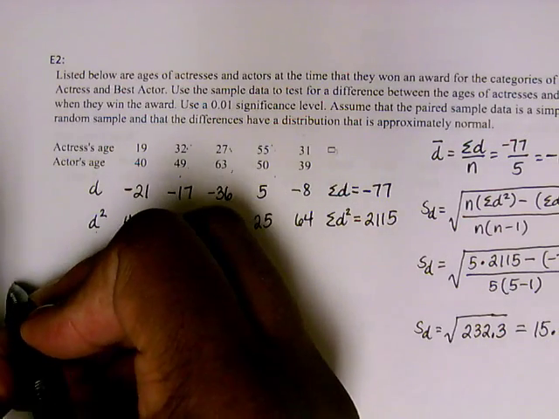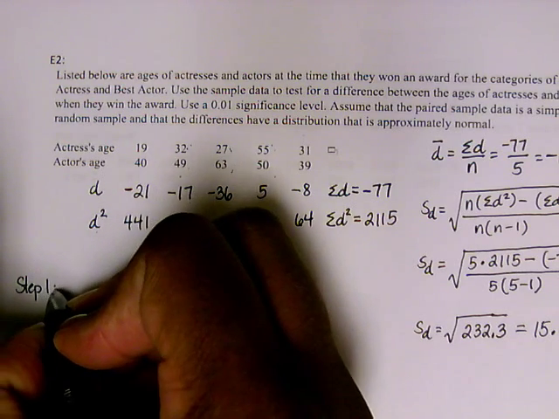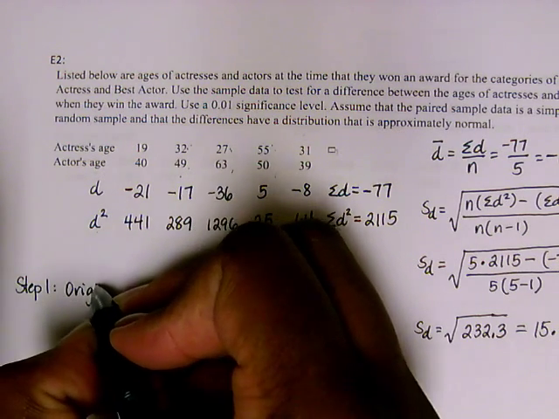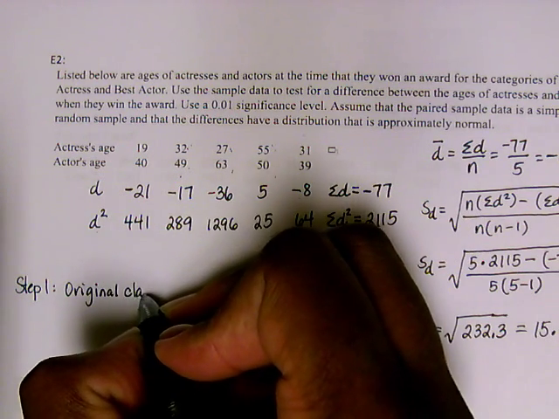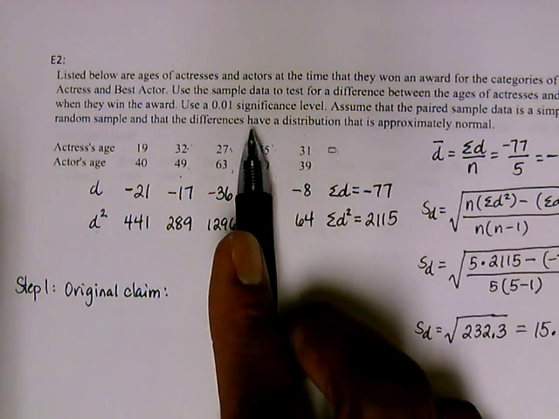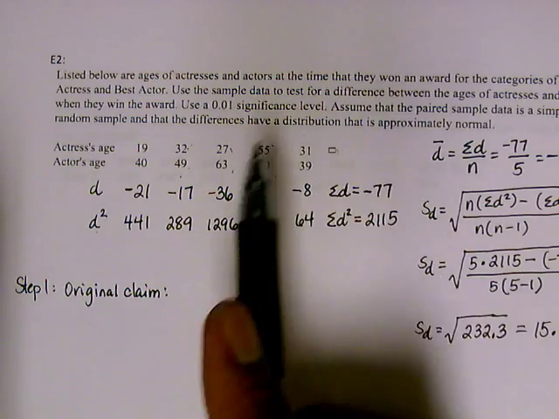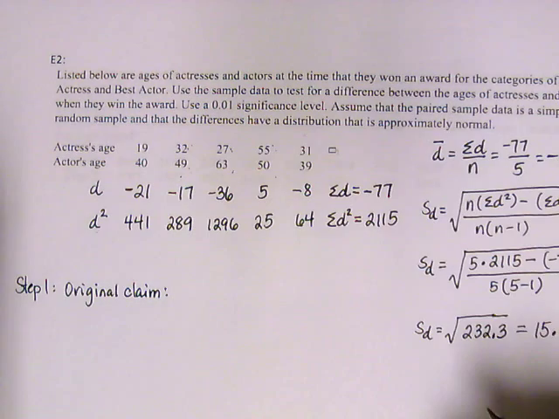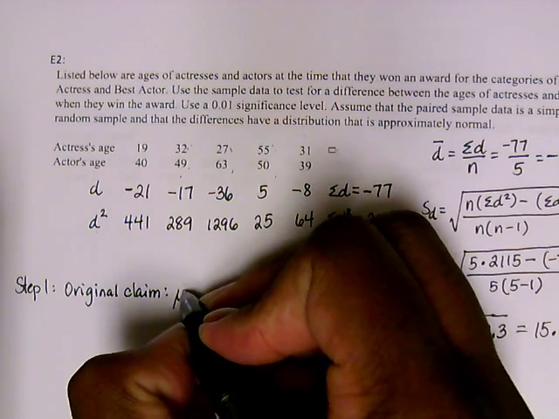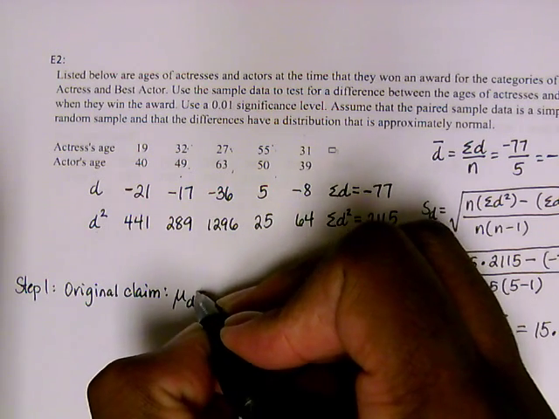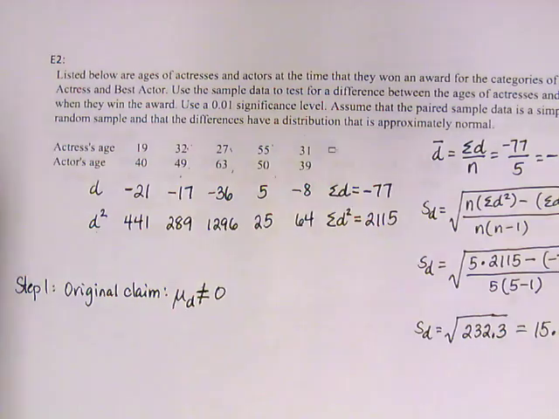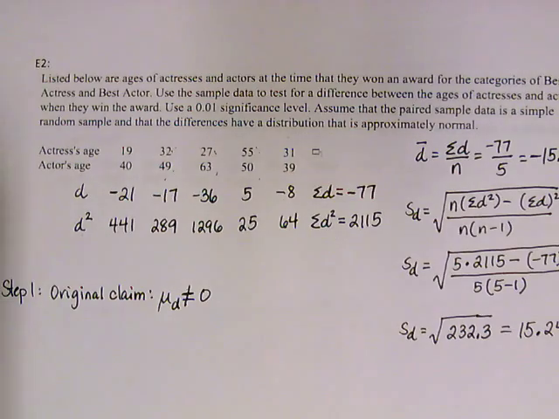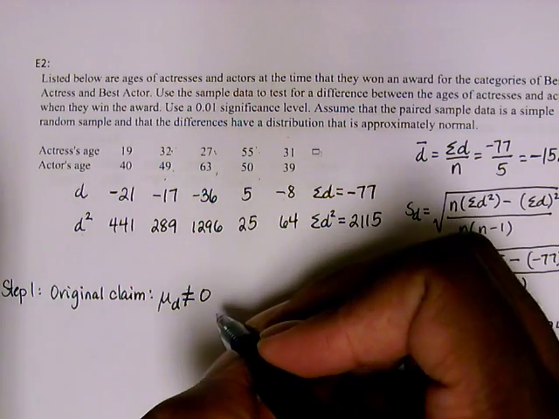So let's start off with step number 1, and that's writing the original claim in symbolic form. Now we're testing for a difference between the ages of actresses and actors. So we want to find out if there's a difference. We have to use the not equal to. So it'll be mu sub d is not equal to 0. Here it doesn't give any type of directional language, whether less than or greater than. So we have to use not equal to. So the original claim will be mu sub d is not equal to 0.